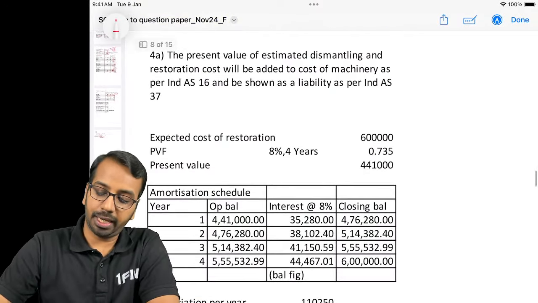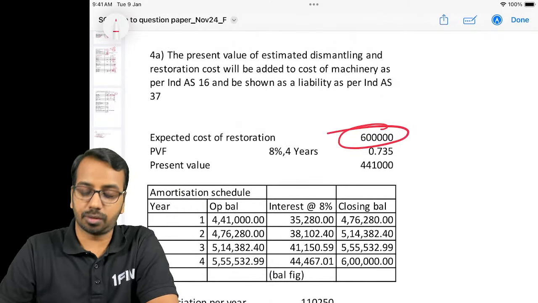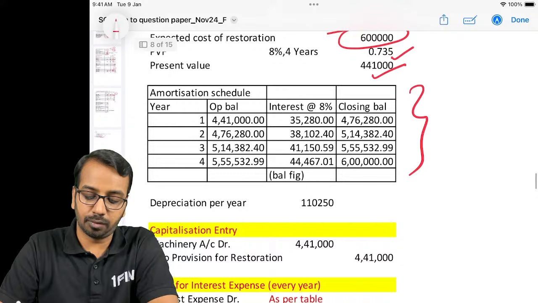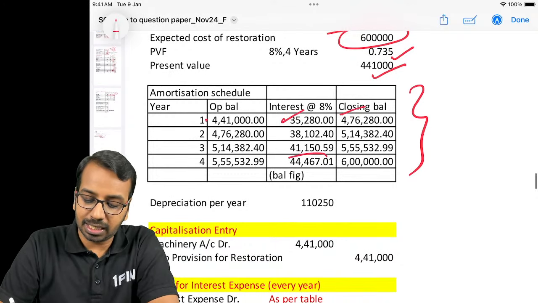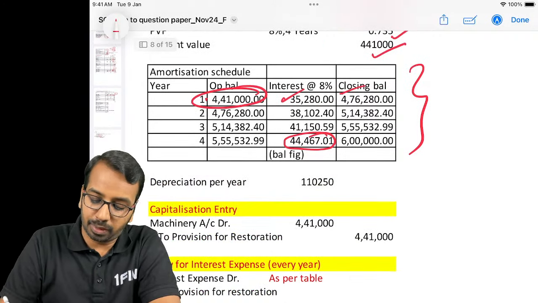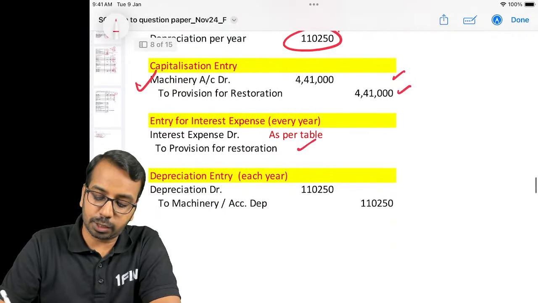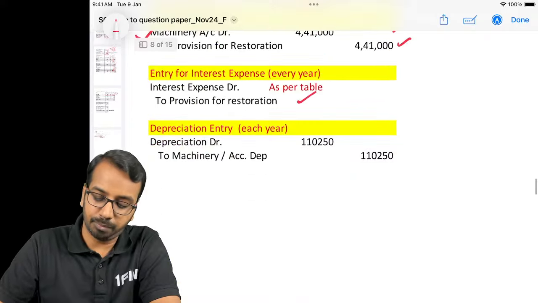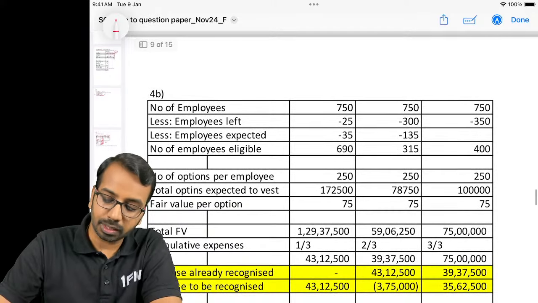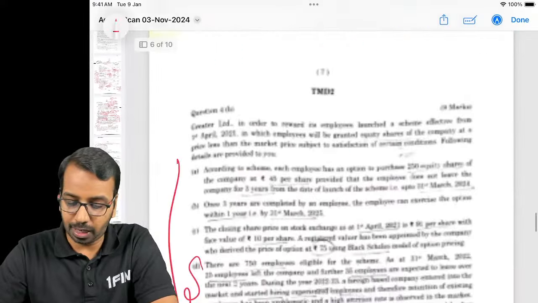Then 4A, the next question, this is on dismantling, so I can directly do the solution. Expected cost of restoration is 6 lakhs, 0.735 is the factor, 441 is the present value. So you have to prepare this table, 441, each year interest, closing balance, the last year number will be rounded off. Depreciation per year will be 441 divided by 4, 1,10,250. Capitalization entry 441. Interest expense as per this table, you can do it for every year. Then depreciation 110,250.